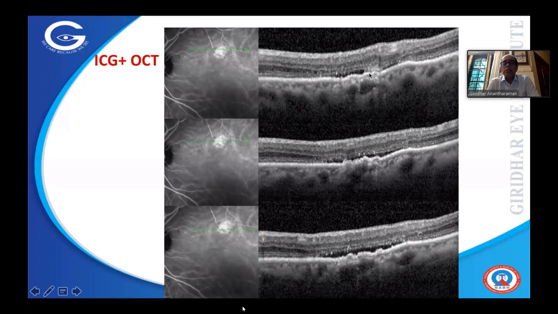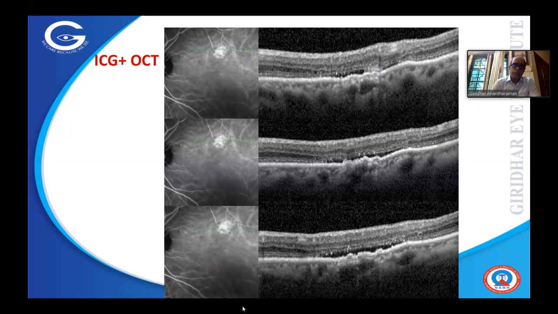So ICG is really not necessary for the diagnosis of CSCR. ICG is not really necessary for the routine management of central serous chorioretinopathy. But ICG becomes necessary in certain patients with chronic CSCR. And ICG becomes necessary sometimes in slightly elderly patients who are presenting to your clinic with a serous macular detachment, because we are looking at CSCR masquerades, which I'll come to later.